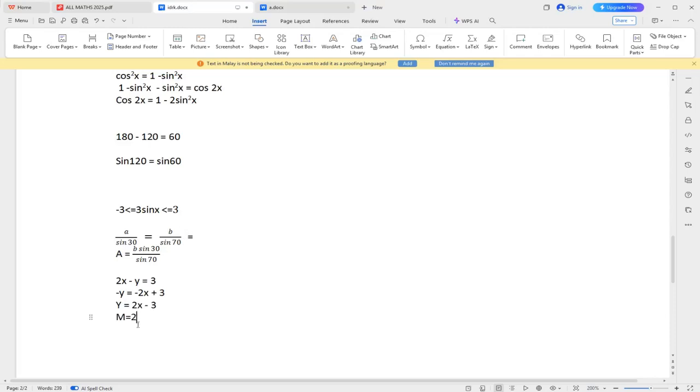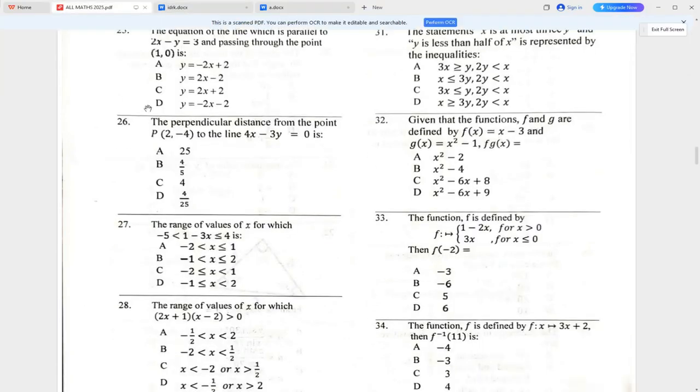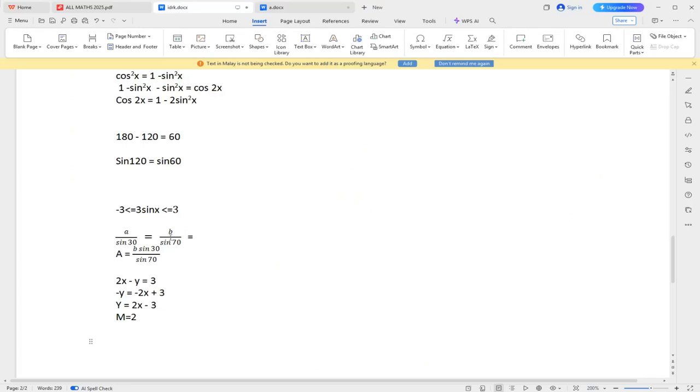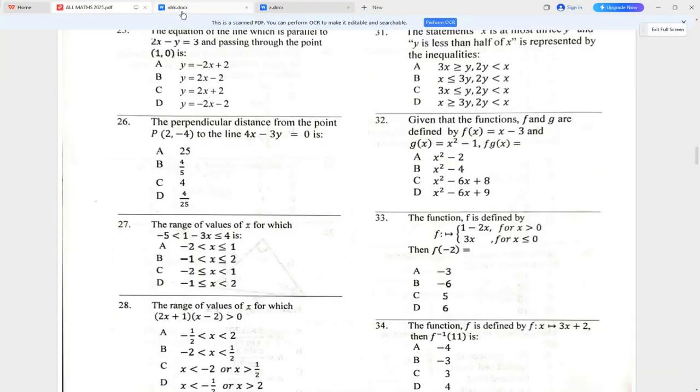And since the lines are parallel, the gradients are going to be the same. So the gradient of the second line we're trying to find is equal to 2 as well. Now, the second part of the question says, the line passes through the point 1, 0. We can solve this by using the general equation of the line, which states y minus y0 is equal to the gradient into x minus x0, where our y0 and x0 are the points through which the line passes.